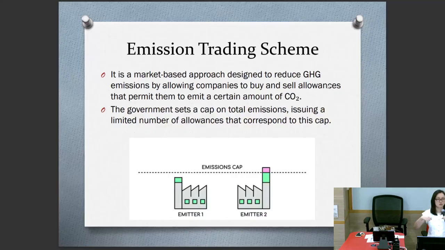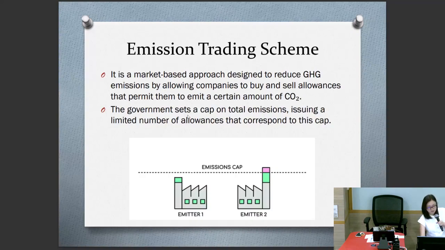And if you utilize some clean technology and carbon reduction strategies, such that you can reduce your emissions to, let's say, 900, then you have 100 extra, and you can sell these allowances to the market to generate some revenue.